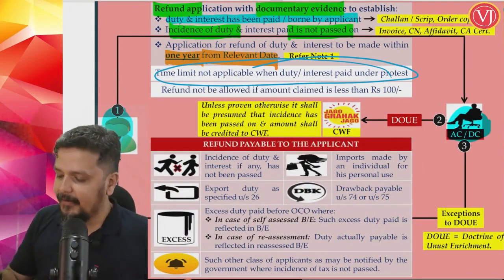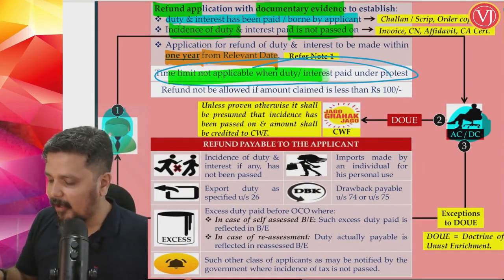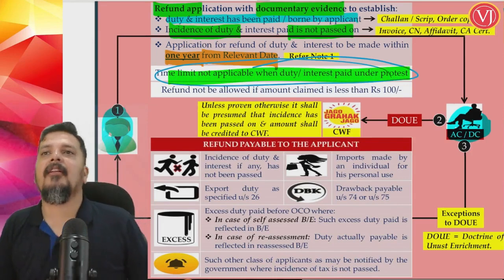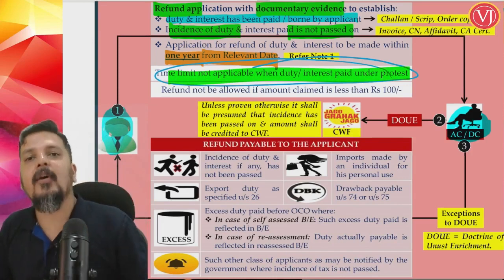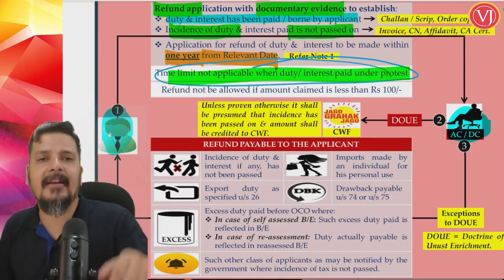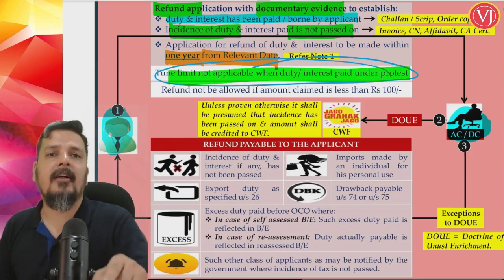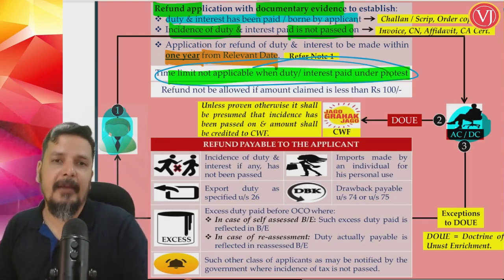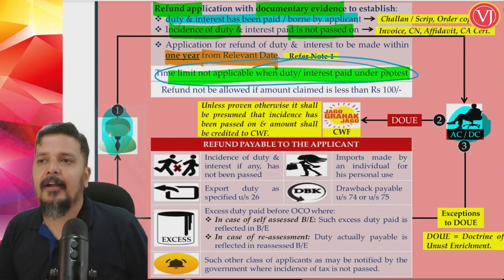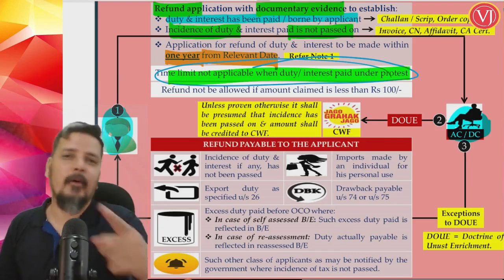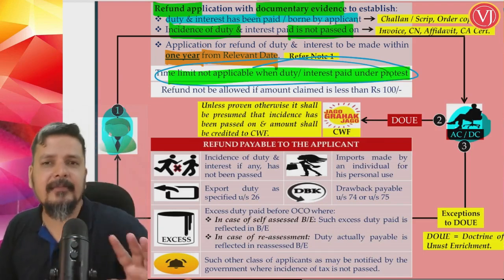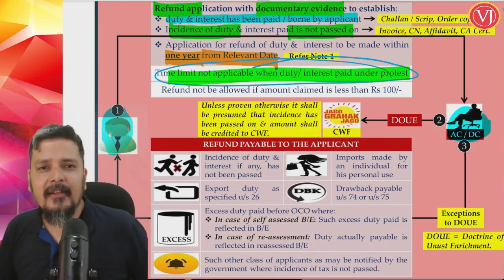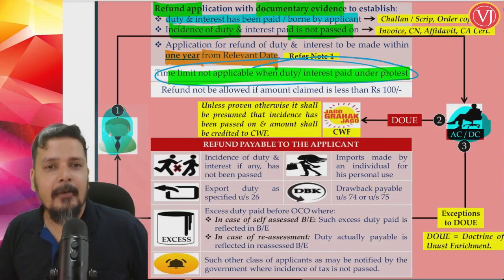There's a concept called duty paid under protest. For that, this time limit of 1 year is not at all applicable. Why? This is not at all tax. You are telling that you are not ready to pay this tax amount, but to buy peace with the department, you are paying this amount. Department is telling that it is 20%, I am fighting that it is 10%. And I tell that, okay, I am going to fight this case in appeals. Now I am paying this excess 10% under protest.